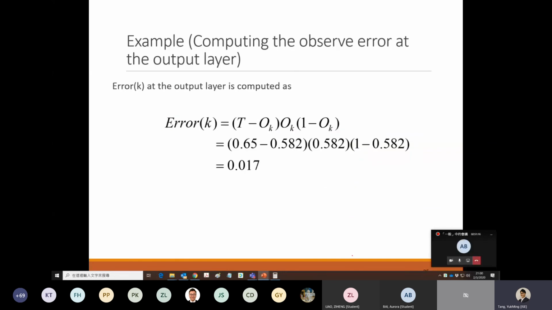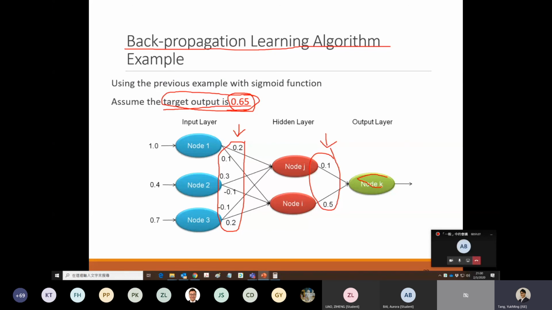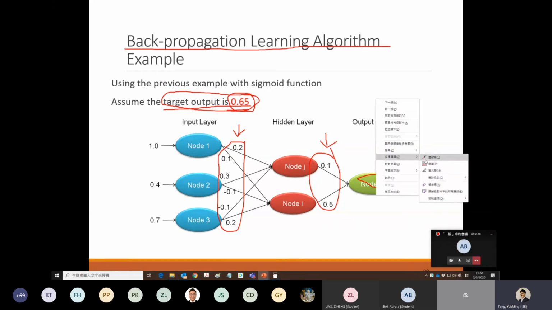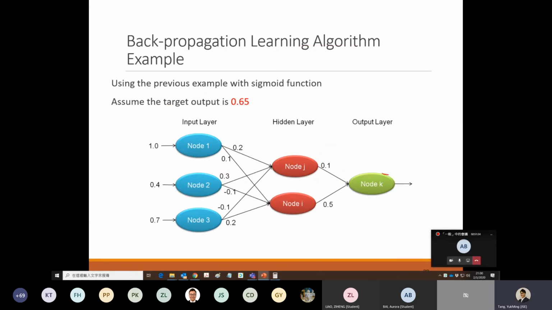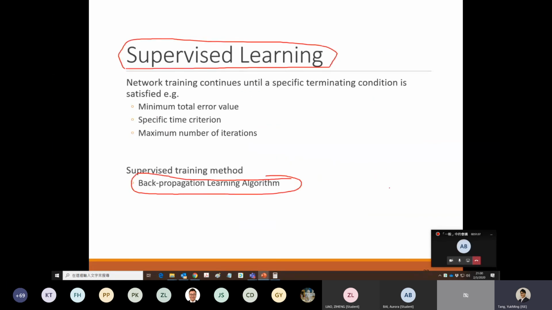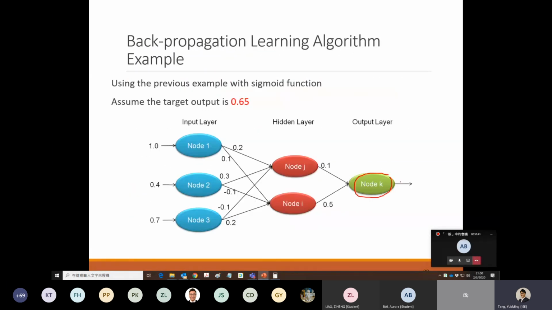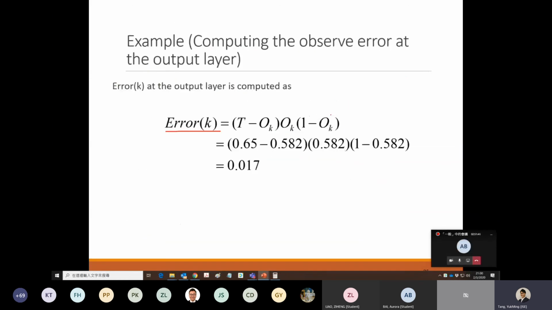This equation is actually very simple. What is the error for the output of loop K? The output is 0.582 and the target value is 0.65. So the target value 0.65 minus our output value 0.582, times 0.582, times 1 minus 0.582. Very simple. We find that the error for the output K is equal to 0.017.